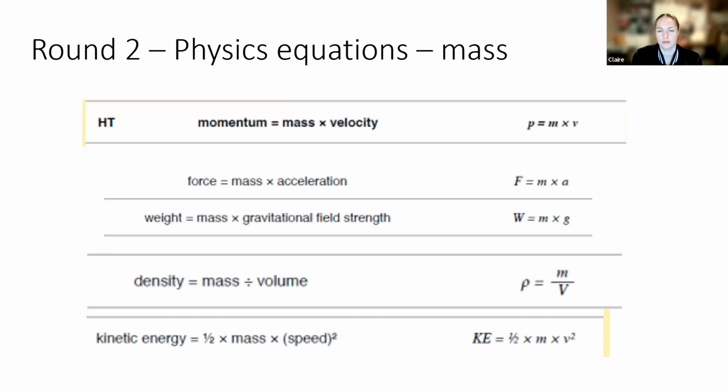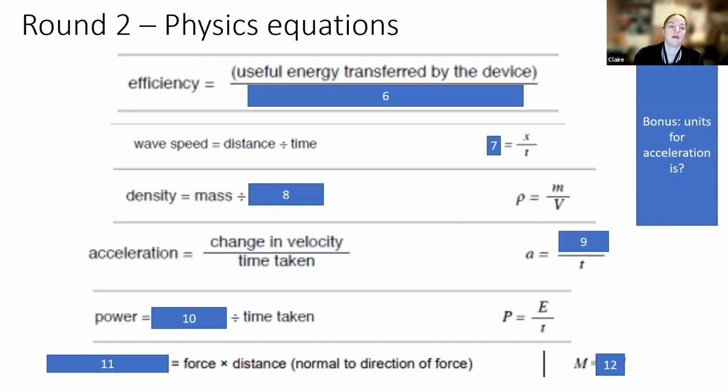Find out all the different equations that have those common ones in, which we're actually going to have in the next couple of rounds. More physics equations. It's the same idea. Numbers 6 to 12, and this time we have a bonus question. Your bonus question is, what are the units for acceleration? This was not in that first round, so I wanted to make sure everyone was good with that.